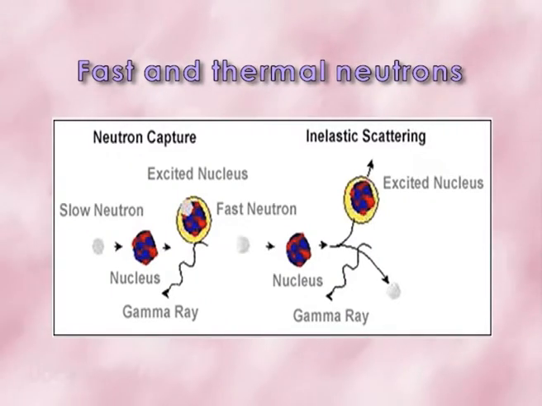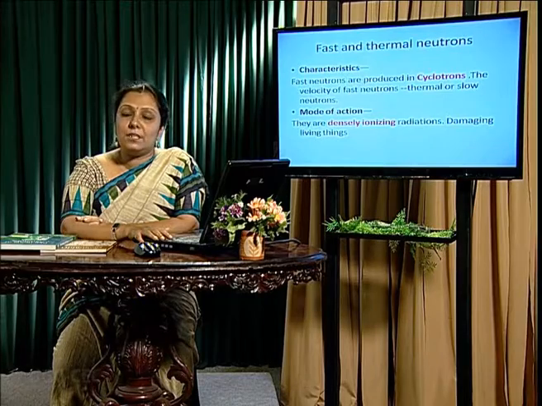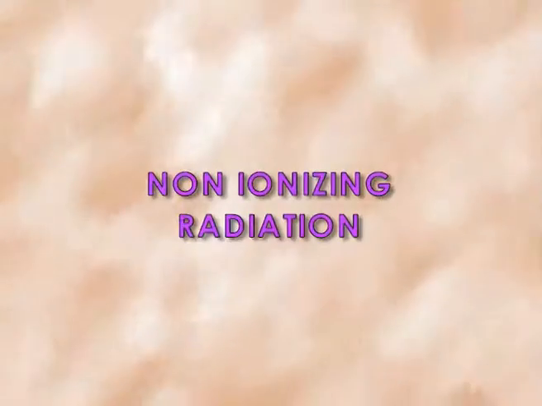Fast and thermal neutrons. Fast neutrons come from the cyclotrons. If their velocity is retarded or slower, that causes the formation of thermal neutrons. So, that is the characteristic. As mode of action, they can damage biological material because they are highly densely ionizing radiation.